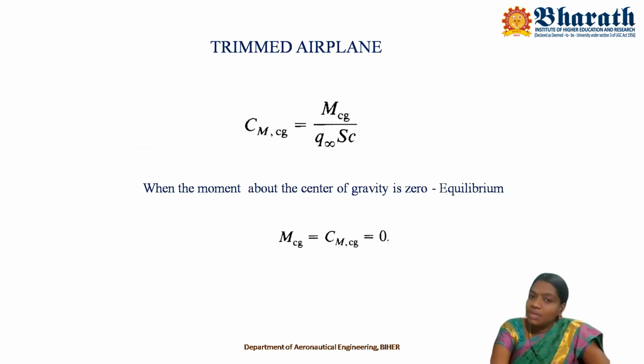And a trimmed airplane is nothing but an airplane in equilibrium condition in pitch. If the airplane is able to maintain an equilibrium condition at a certain angle of attack, you call that airplane a trimmed airplane, and that angle of attack is the trimmed angle of attack. If an airplane is in equilibrium, then the moment about the center of gravity is 0, and obviously the coefficient of moment about the center of gravity is also 0. The coefficient of moment about the center of gravity is defined as the moment about the center of gravity divided by the dynamic pressure times the area S times the chord.